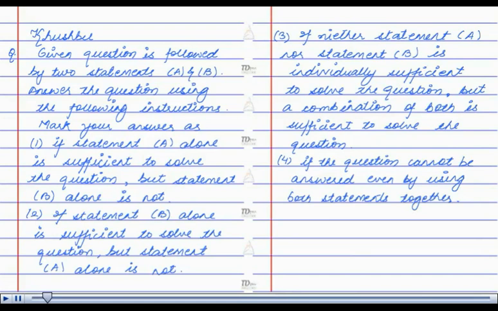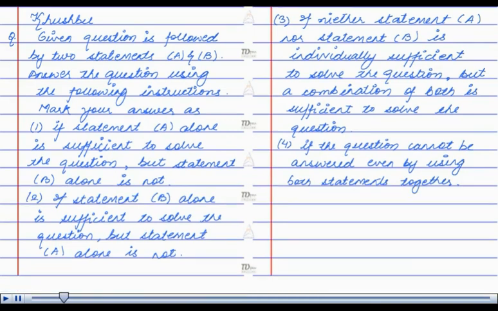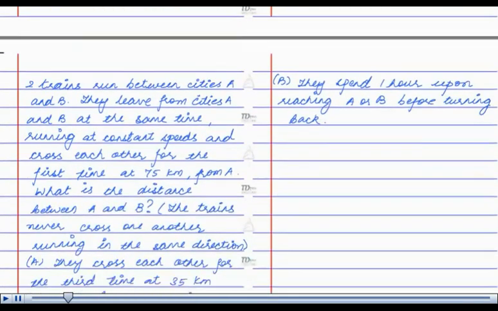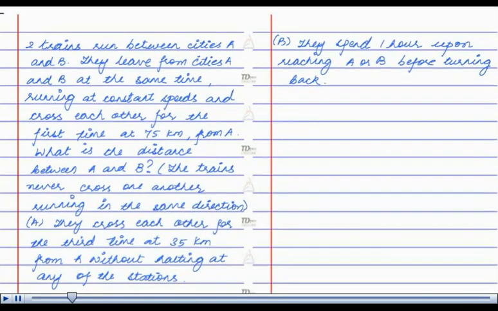Answer the question using the following instructions. A set of 4 instructions has been given, which is followed by the question: 2 trains run between cities A and B. They leave from cities A and B at the same time, running at constant speeds, and cross each other for the first time at 75 kilometers from A. What is the distance between A and B?